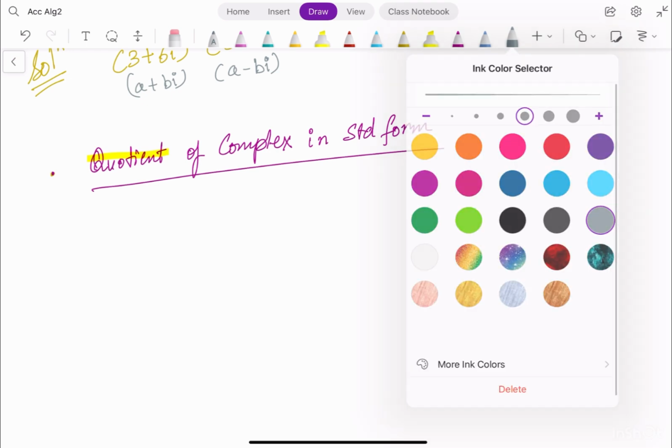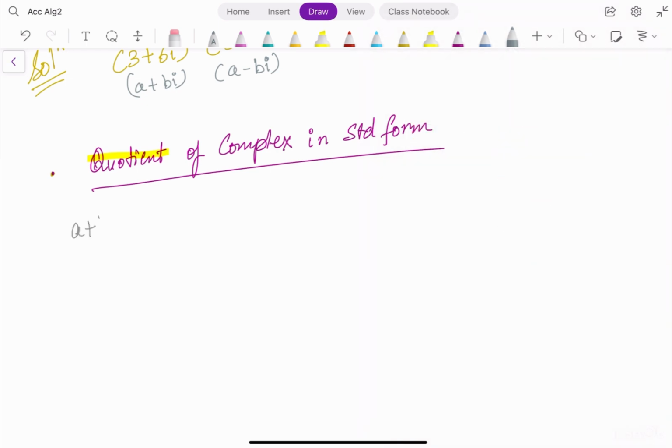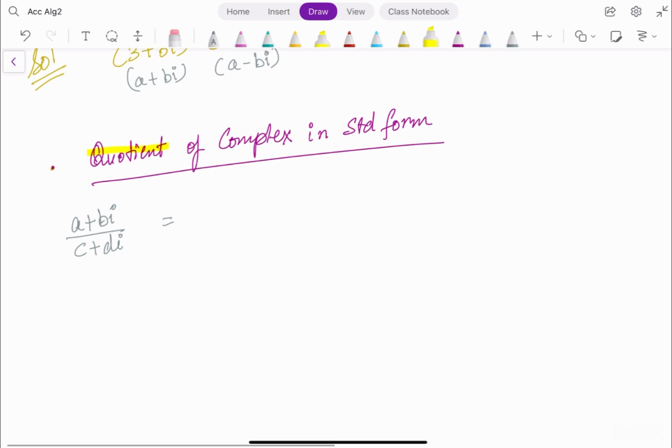Quotient, when we are talking about the quotient, that means we are talking about p(x) over q(x). That means in a fraction form, right? So when we have two complex numbers in fraction form, then we multiply with the conjugate of the denominator. So I can rewrite this as a plus bi divided by c plus di times the conjugate of the denominator, which is c minus di divided by c minus di.